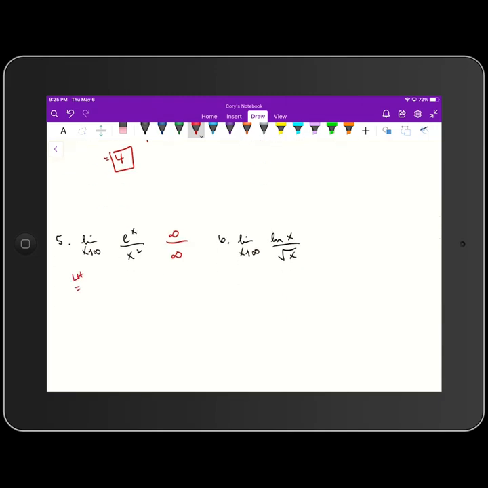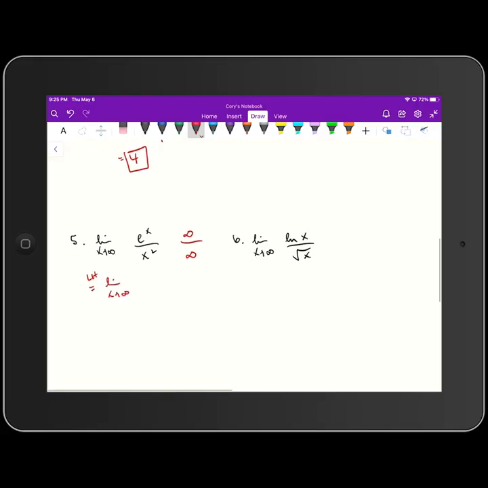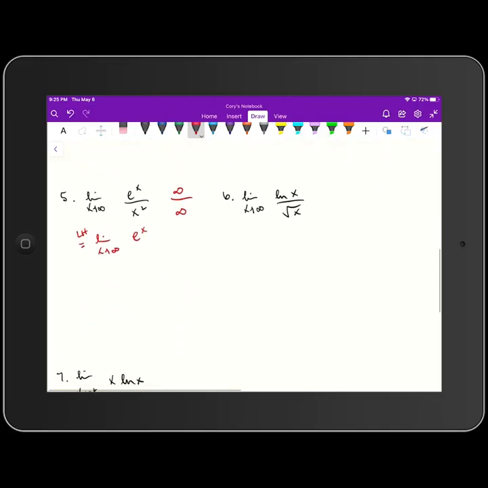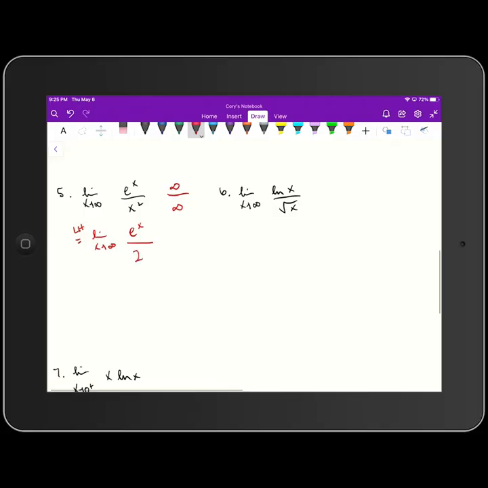All right, so when we use L'Hopital's rule, this becomes the limit as x goes to infinity of the derivative of the numerator. So the derivative of e raised to the x power is e raised to the x power, divided by the derivative of the denominator, which, the derivative of x squared, is 2x. And again, as x gets big, the numerator goes to infinity. The denominator also goes to infinity. So that is still in an indeterminate form, which means we need to use L'Hopital's rule a second time here.